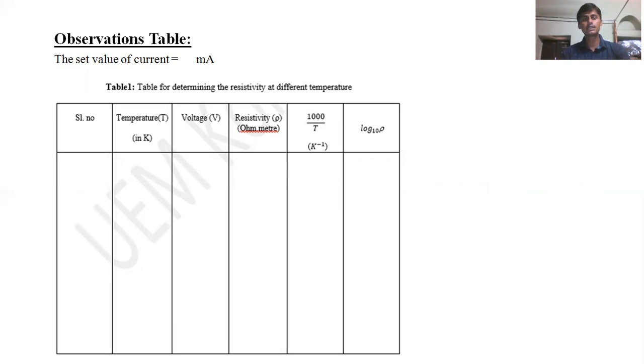So, the table for determining resistivity at different temperatures. Here you increase the temperature by the set temperature knob. Then you write down the voltage difference between the two ends. Then you calculate the resistivity, and you know from the calculation part, resistivity rho equal to V by I into 0.213. So I is fixed and V is the measured value. Then you take 1000 by T by the calculator, and also take log rho by the calculator.